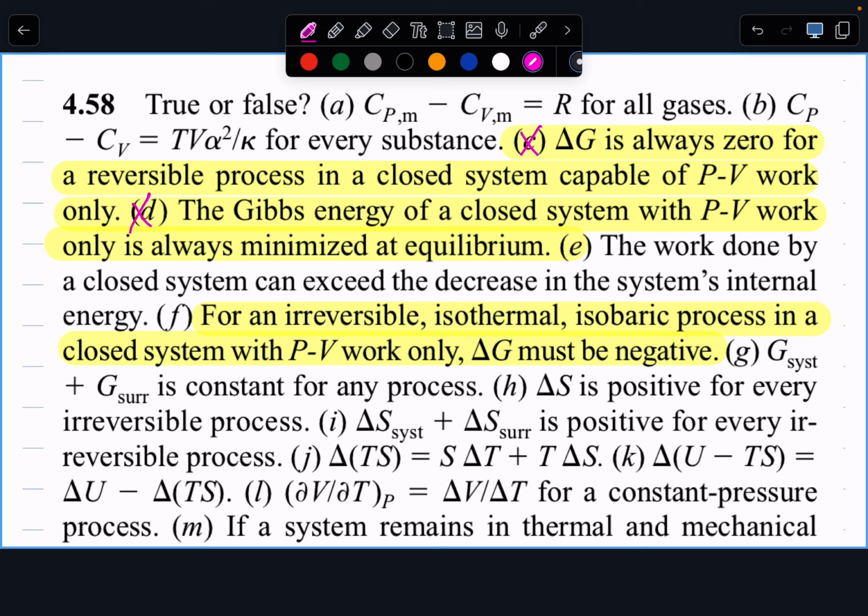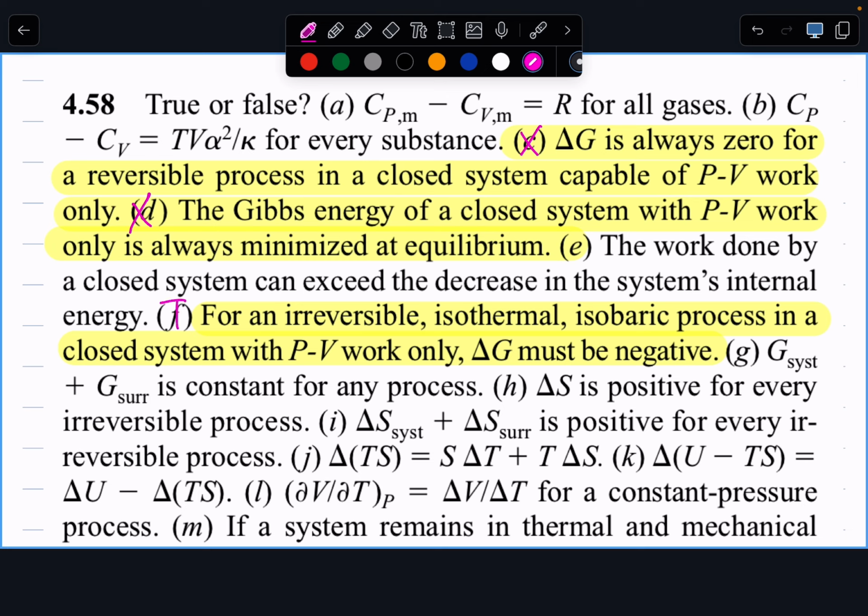All right, about number F. For an irreversible isothermal isobaric process in a closed system with PV work only, delta G must be negative. Now it's talking about an irreversible process. It specified closed system, constant T and P, and for irreversible processes, where should I put the X on this figure? It's somewhere here. If I take any points 1 and 2 and compare the delta G, that delta G is always going to be negative. So this one is true.